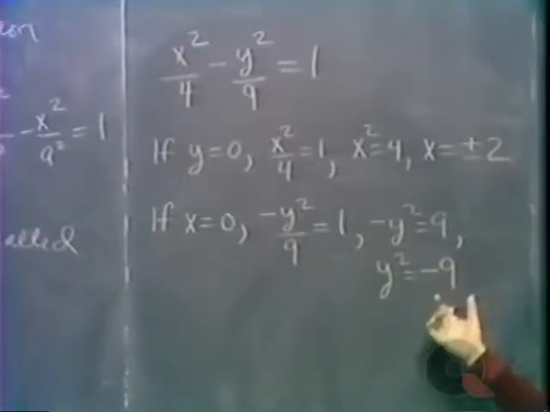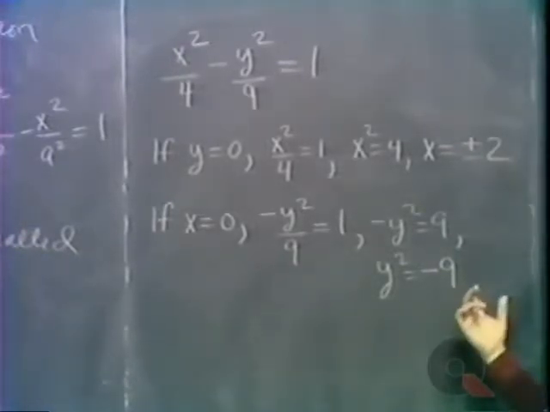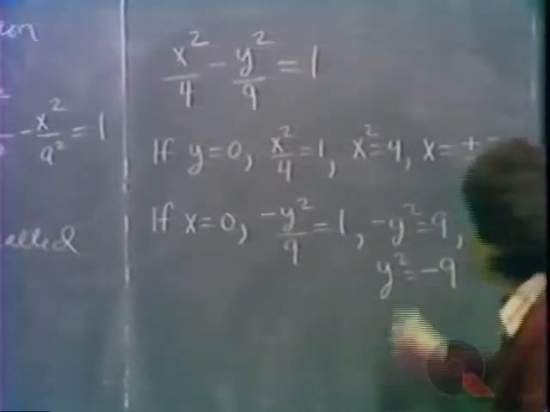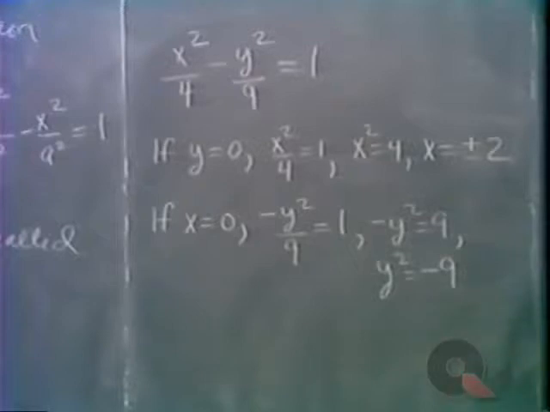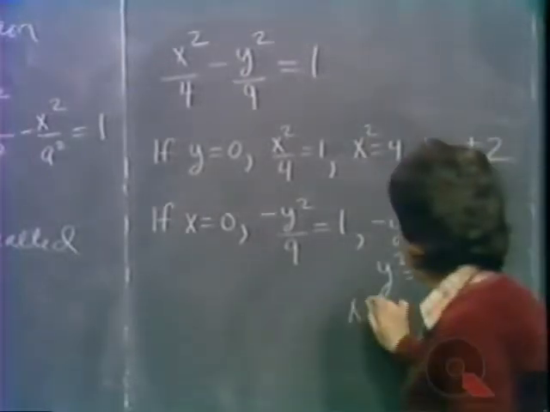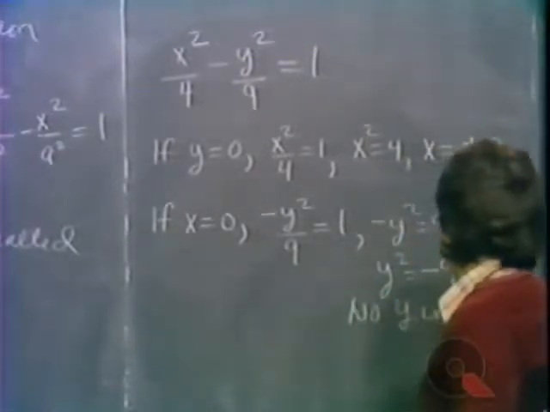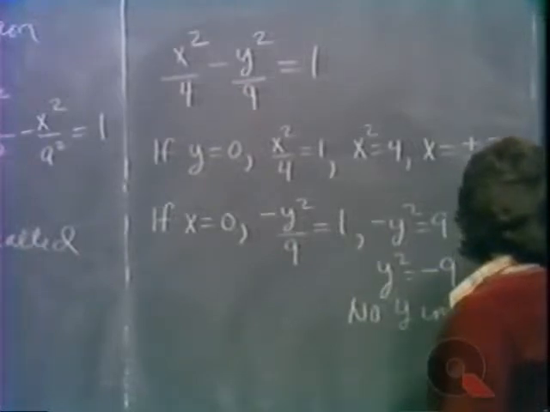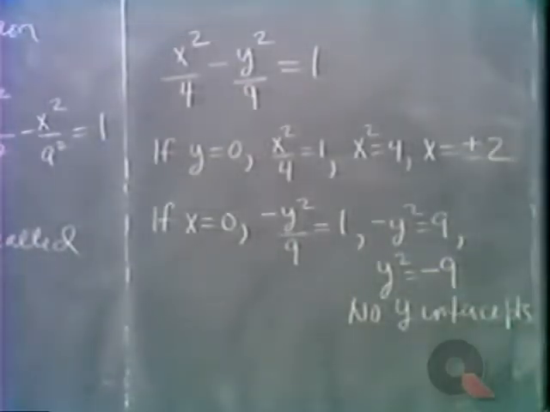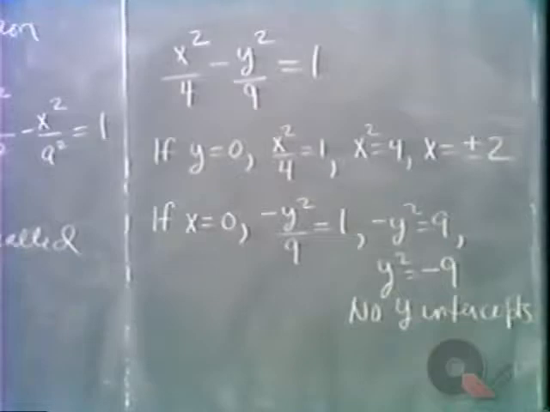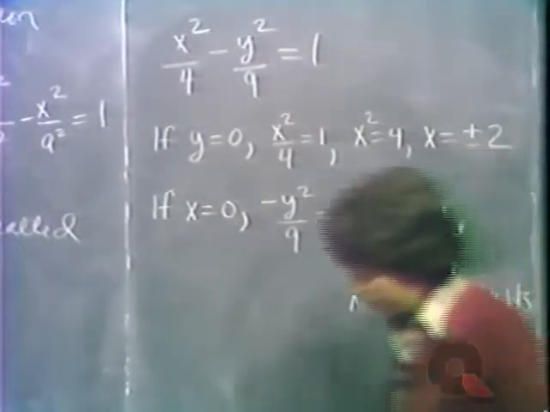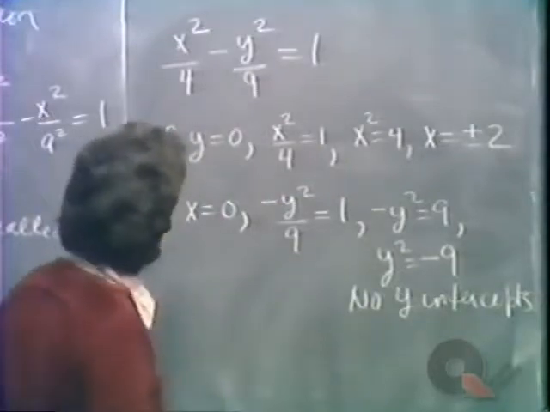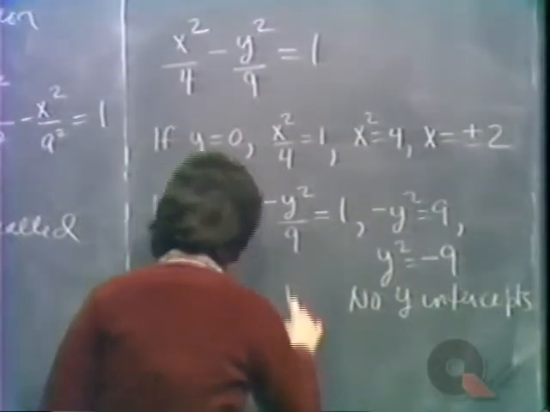You would not get a real answer. We're only interested, of course, in real points, something that we could plot. Since we cannot solve for y, there is no real number whose square is minus 9, we say there are no y-intercepts in this case. We see there are 2 x-intercepts and no y-intercepts. So far, what do we have?